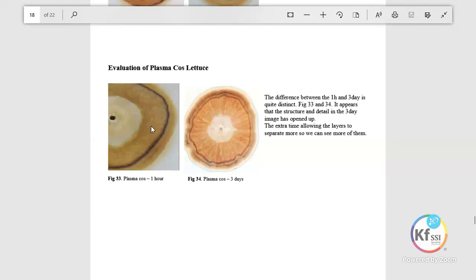So again, it's showing me after 1 hour, really strong integrity of the plant material. And then even after 3 days, the structure has opened up a little bit more, but still maintaining its strong integrity. So it's showing to me the very strong gravitational field strengths of all those components within the lettuce.